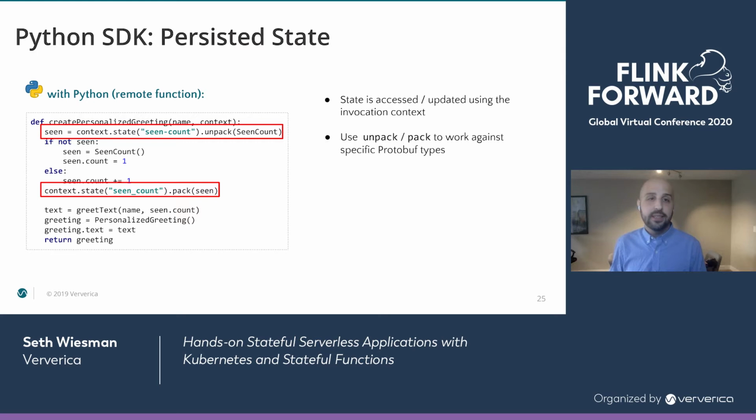Other than that, there's really nothing stateful specific here. Instead of using a local variable, I'm using the context to keep track of my state. But otherwise, this is plain old Python code. We're going to check our account, we're going to update it, we're going to generate some text, and we're good to go.